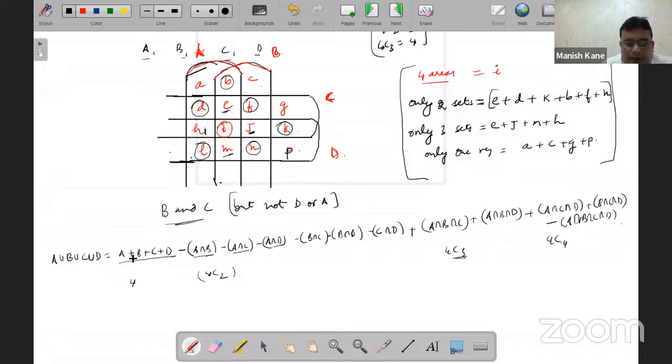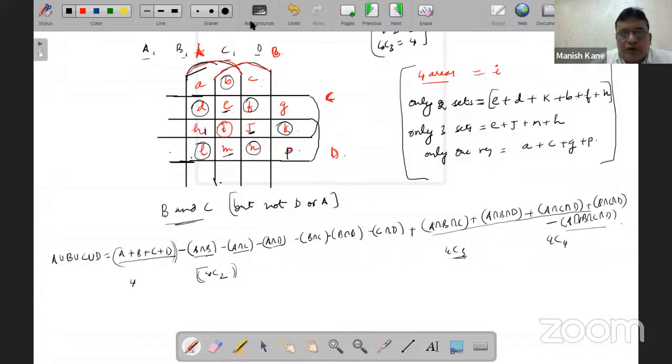So you need to remember that you start with 4C1, that is one area, and you start with a plus. Then you look at two common areas, you do minus. Then you look at three common areas and you'll do plus. And you do four common areas and you'll do minus. That's why this is called the inclusion exclusion principle. Correct? If you don't have any queries regarding how to draw this diagram, can we go to the question now?